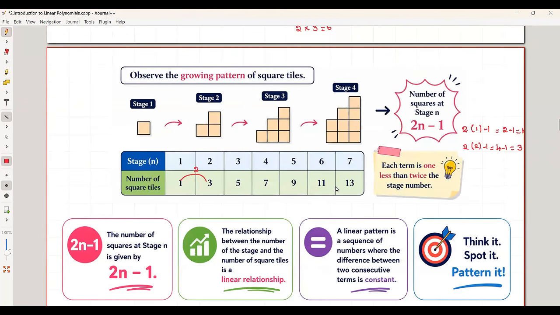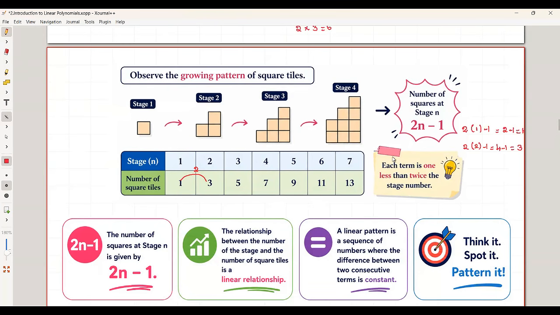In general, for example, if they are asking the number of square tiles in the 10th stage. If you want to find out the 10th stage, in the place of n, you have to take 10. What will come? 2 tens are 20. 20 minus 1 is 19. Okay, in the 10th stage, we will be getting 19 squares.